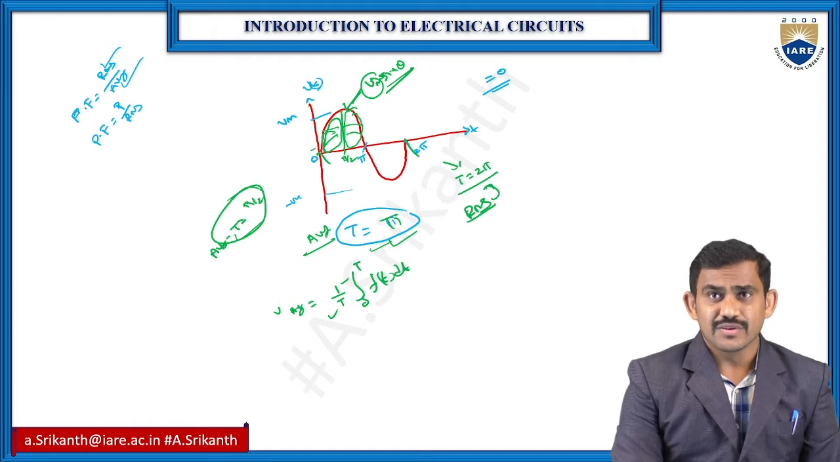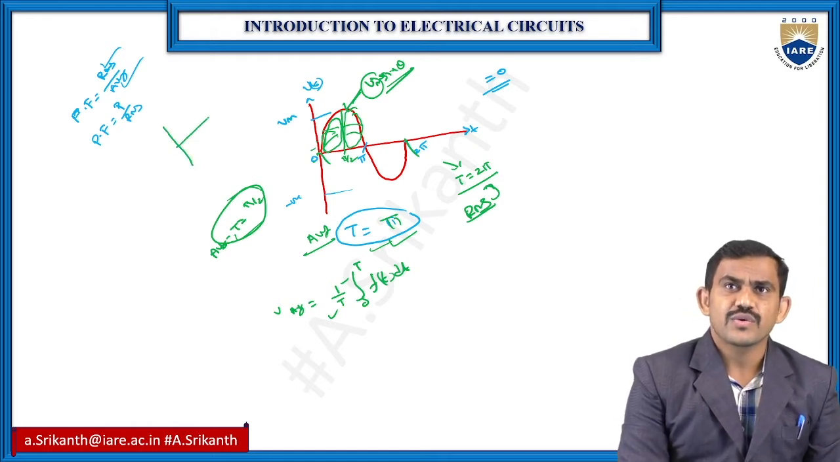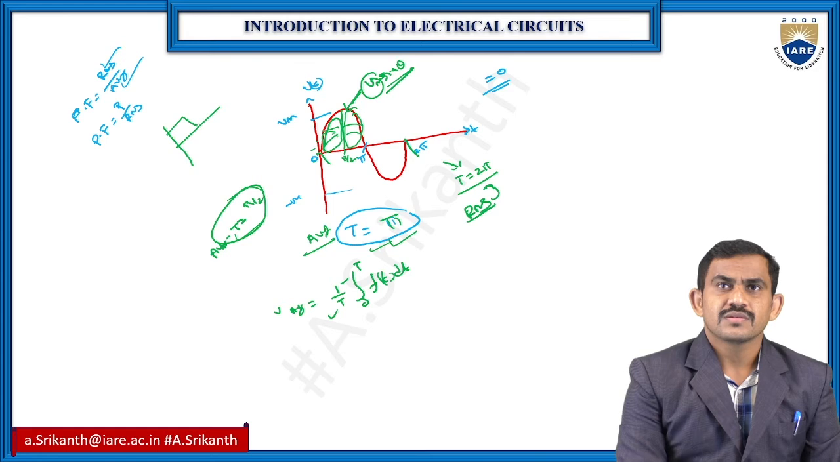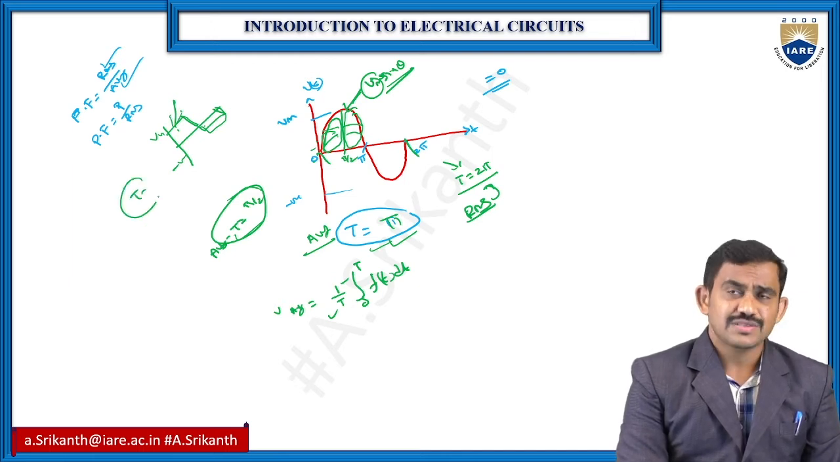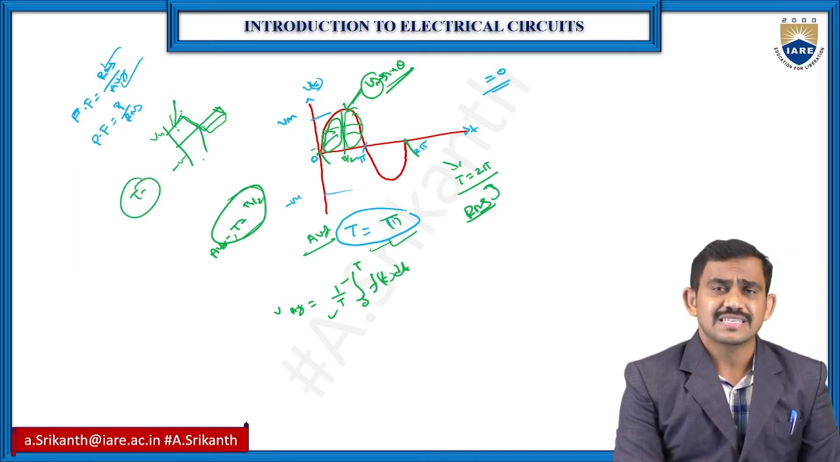Now suppose I have a square wave. The positive peak and negative peak are the same, so Vm and minus Vm. Then we can consider up to here. Then what is the equation for this? We know the time period. Time period is okay. Whichever value we have, we can consider that value.